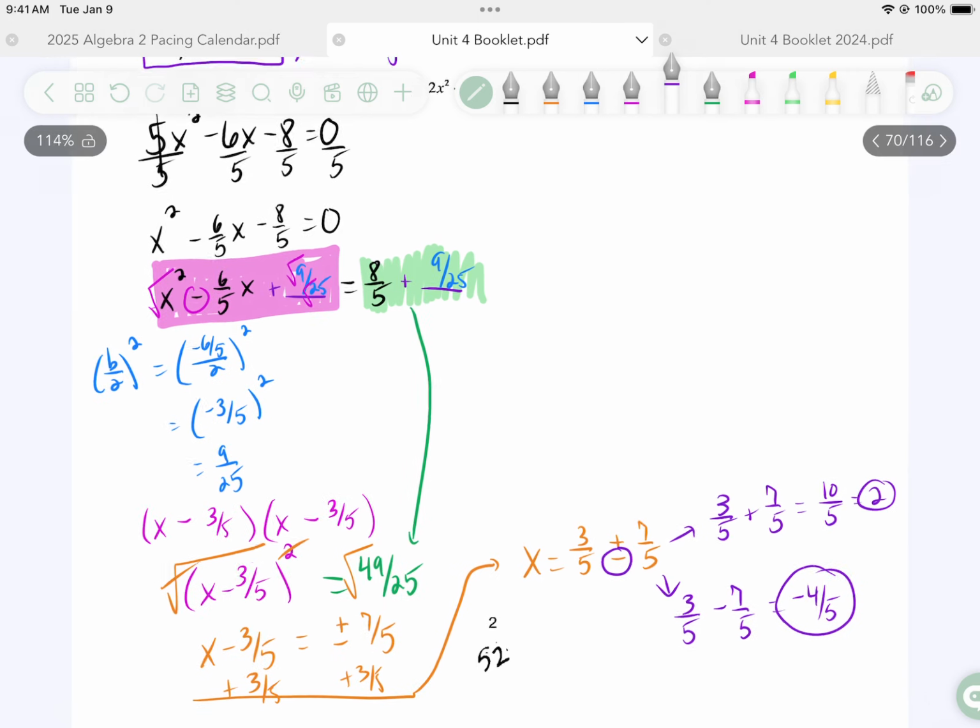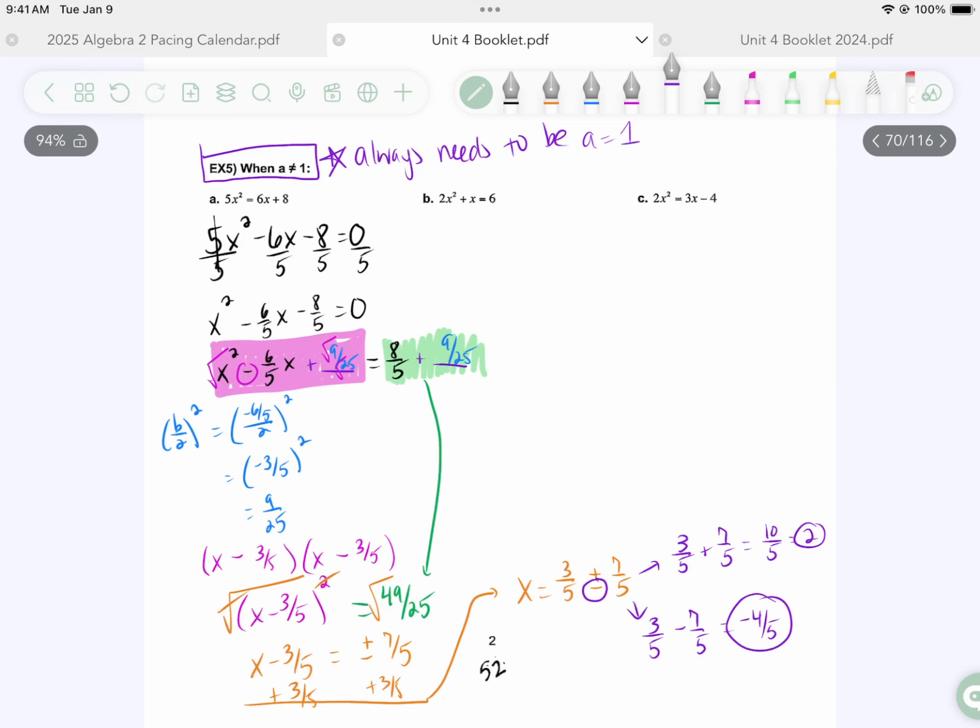Okay. So the only extra step that is involved is making your a value 1 by dividing everything by whatever the coefficient on x squared currently is. Otherwise, all the steps are exactly the same as what we did before.